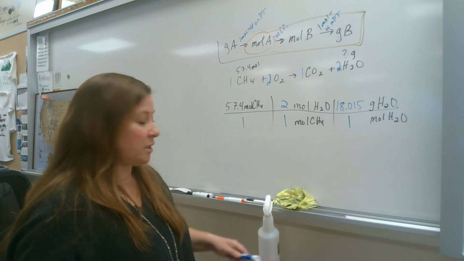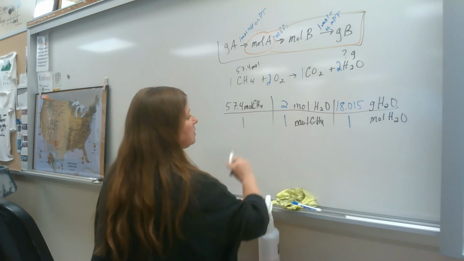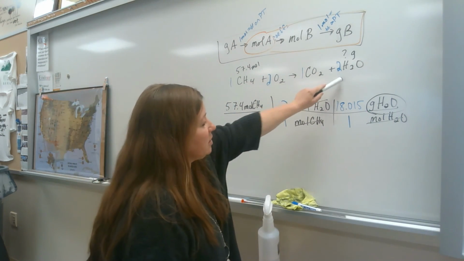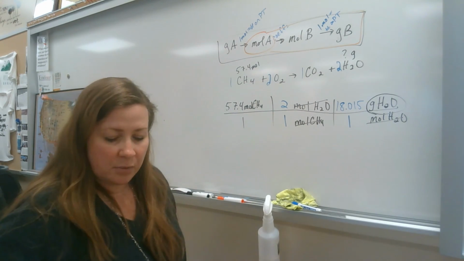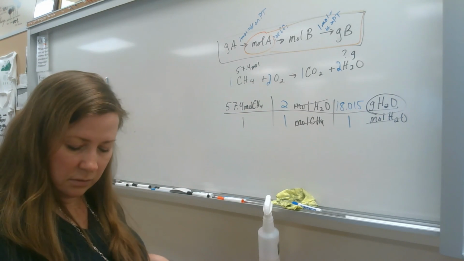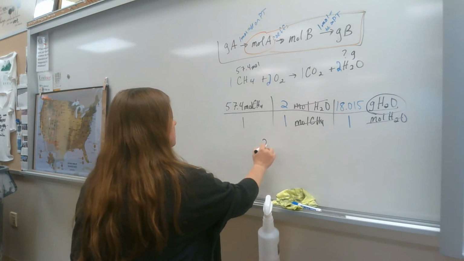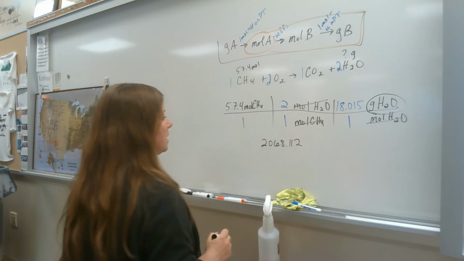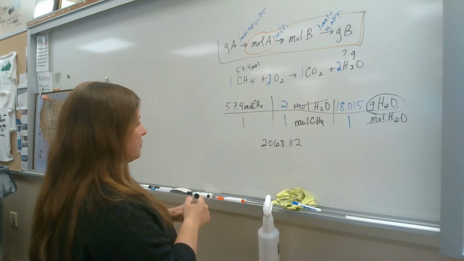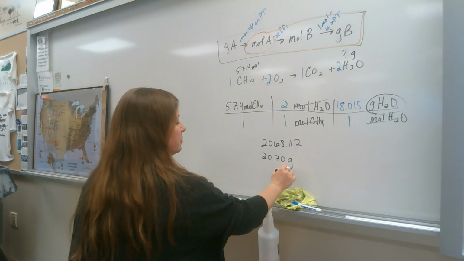So then we want to double check and make sure our units cancel like they should. So moles of CH4, moles of CH4, moles of water, grams of water is what we're going to get here. Grams of water is what we want, so that's good. So then we do our multiplication, multiply across the top, and I get 2068.112. And I'm going to divide that by 1 times 1 times 1, so I keep that number. And if we're going to round it for sig figs, we call it 2070 grams of water.